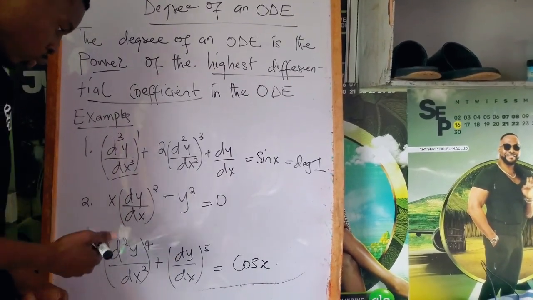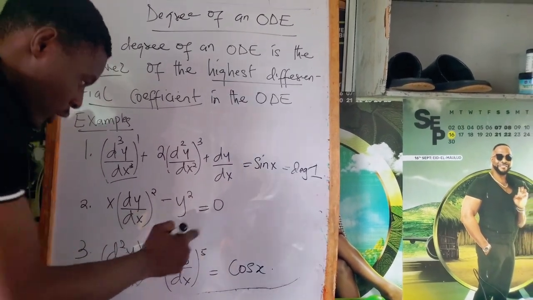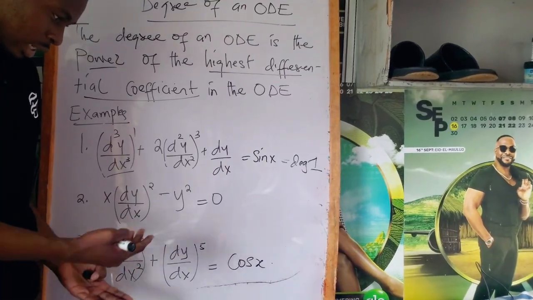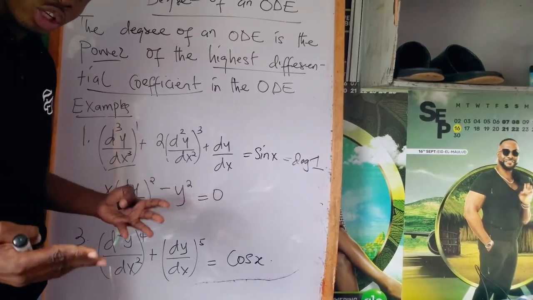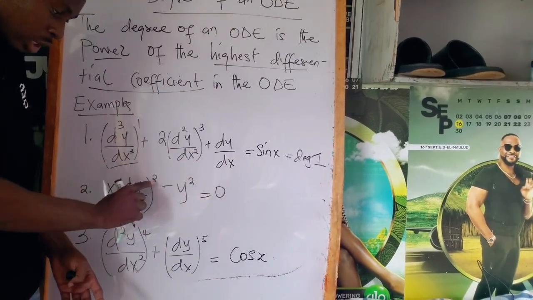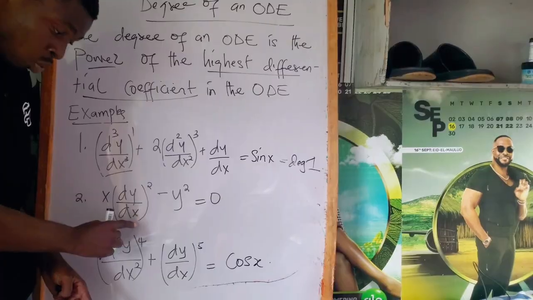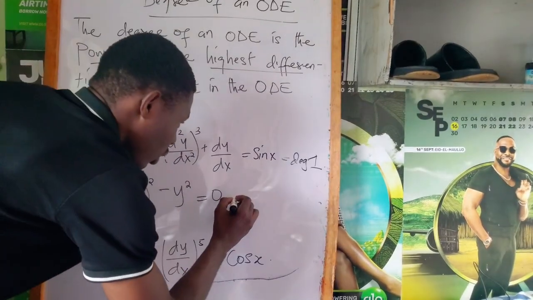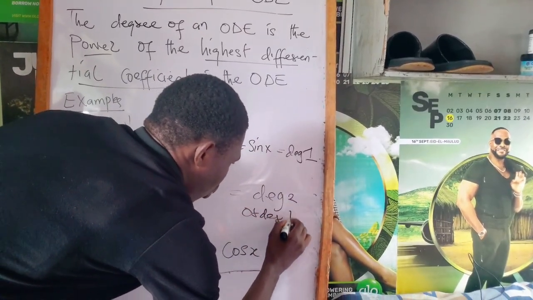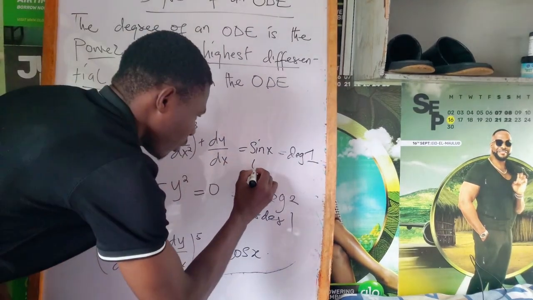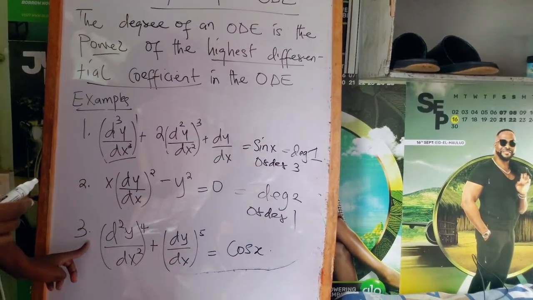So let us take a look at number 2. This is x dy/dx all raised to the power of 2, minus y squared equals 0. And as you can suggest, this is of degree 2. Why? This is the highest differential coefficient in this equation. It is even the only differential coefficient in this equation, and it is raised to the power of 2. So this equation is of degree 2. It is of order 1 but degree 2. The previous one is of order 3, but it is of degree 1. You can see.